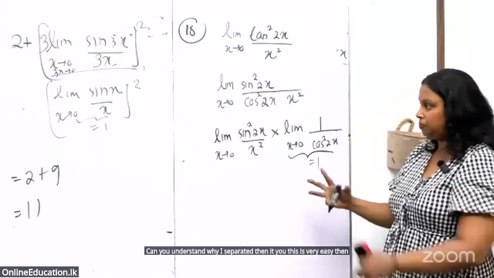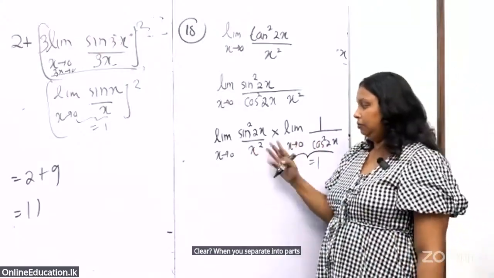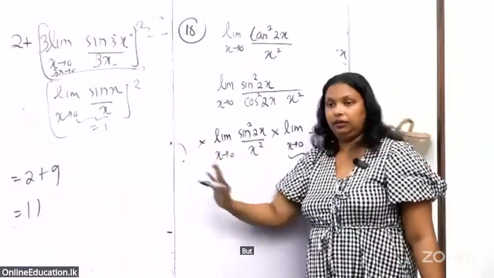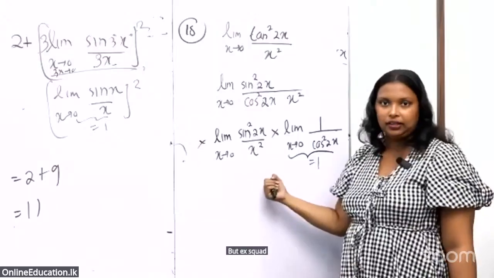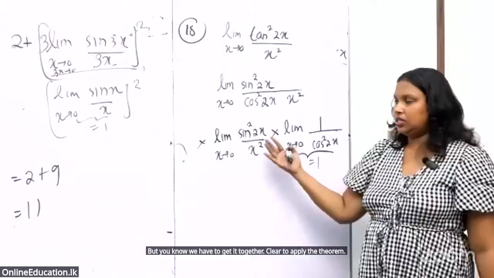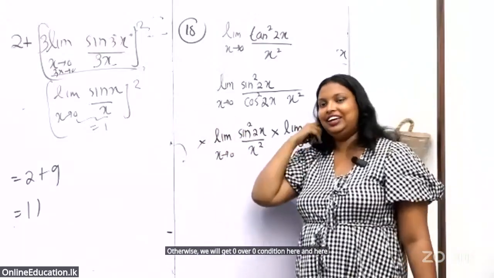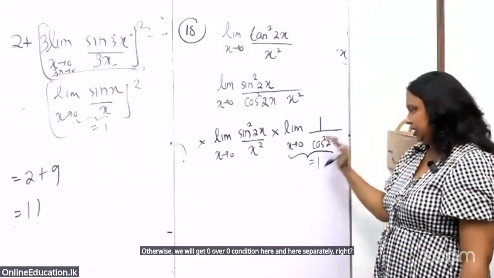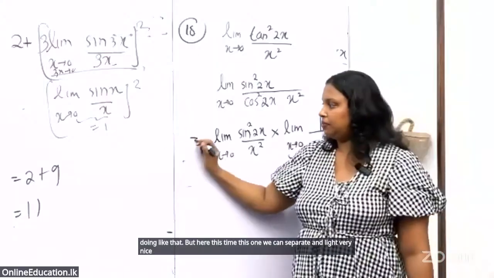Clear? When you separate into parts, we don't write it separately like that. Now sin 2x over x squared, we have to get it together to apply the theorem. Otherwise we will get a 0 over 0 condition here and here separately. We are not doing like that. But this time, this one we can separate and write very nicely. We can get the answer from there.